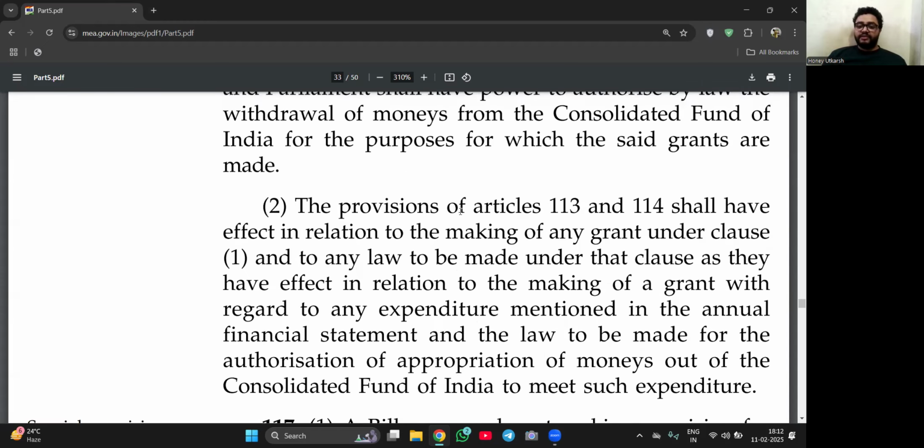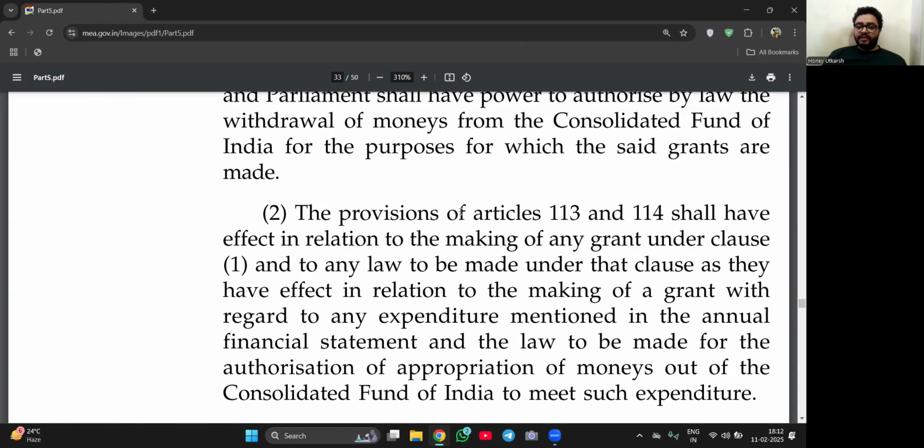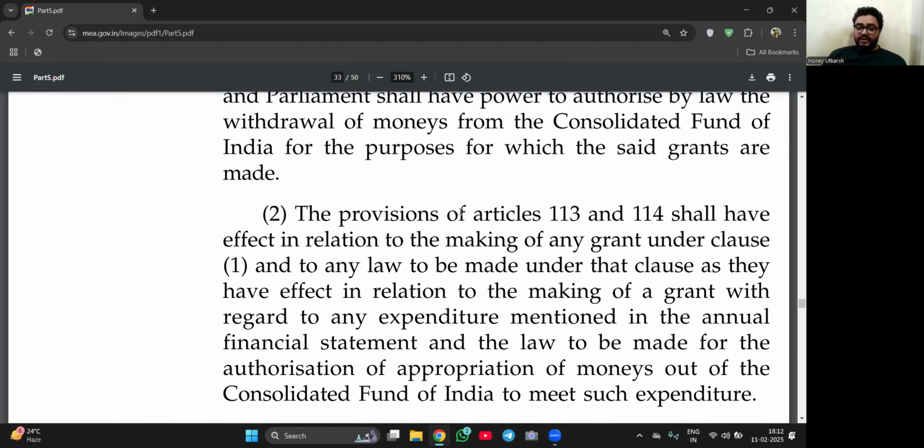Clause 2. The provisions of Article 113 and 114 shall have effect in relation to the making of any grant under Clause 1 and to any law to be made under that clause as they have effect in relation to the making of a grant with regard to any expenditure mentioned in the annual financial statement and the law to be made for the authorization of appropriation of monies out of the Consolidated Fund of India to meet such expenditure.